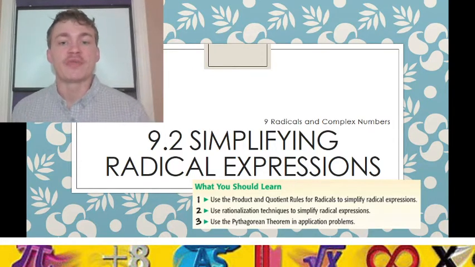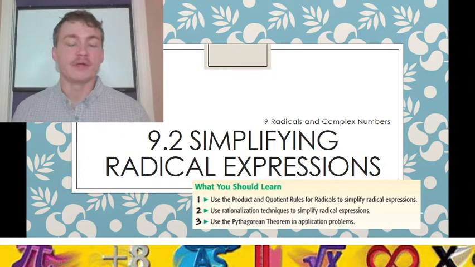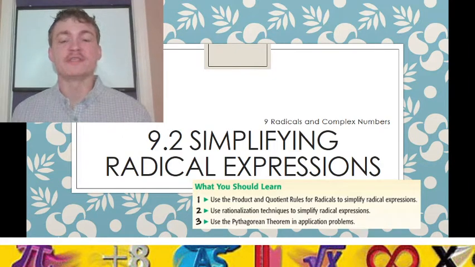Third one here, use the Pythagorean theorem in application problems. Recall the Pythagorean theorem, a squared plus b squared equals c squared. Thus, to solve for any one of the values a, b, or c, that is, to find the length of any leg of the right triangle or the hypotenuse of the triangle, we will need to take the square root of each side of our equation to solve for a, b, or c.